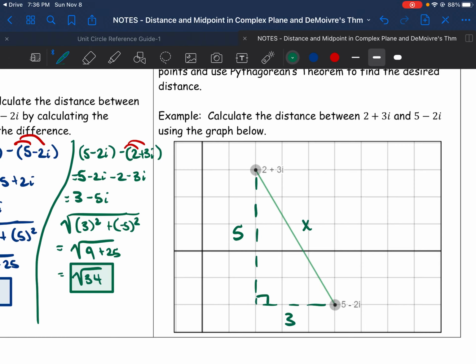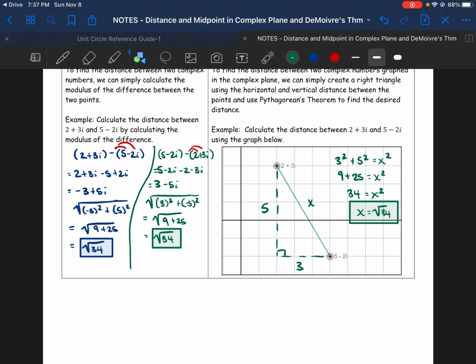Notice that x is across from the 90-degree angle, making it the hypotenuse. So we'd have 3 squared plus 5 squared equals x squared. 3 squared is 9, 5 squared is 25. This tells us that x squared is 34, and then taking the square root of both sides, we get that x is the square root of 34.